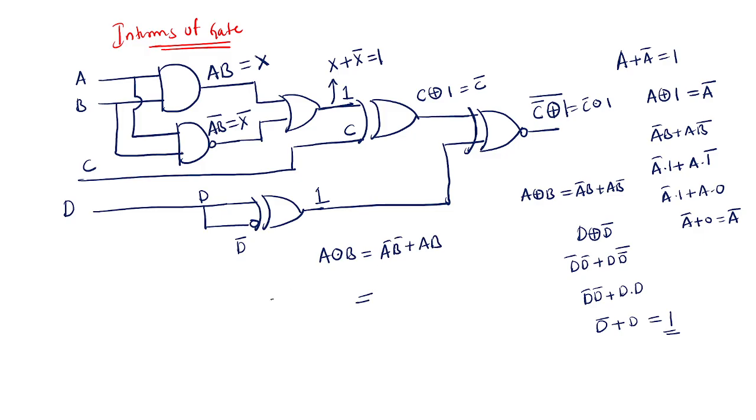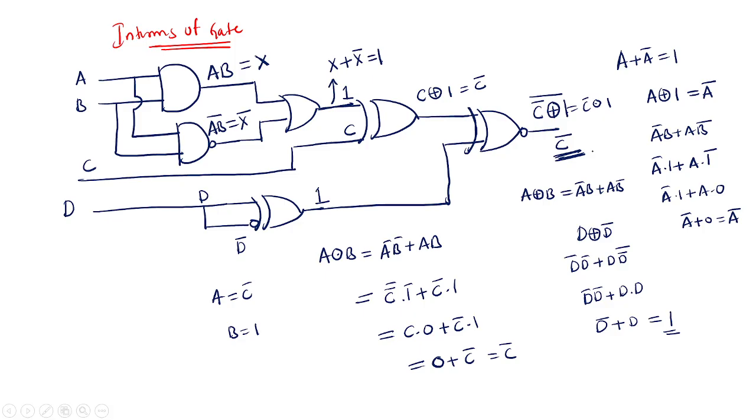So this you can write as, in place of A you have C bar, in place of B you have 1. So C bar whole bar and 1 bar plus C bar and 1. Okay. This is C and 0 plus C bar and 1. So this is 0 plus C bar. Here you are getting C bar. So like this you will get the output expression Y equal to C bar. So like this you need to realize this function.